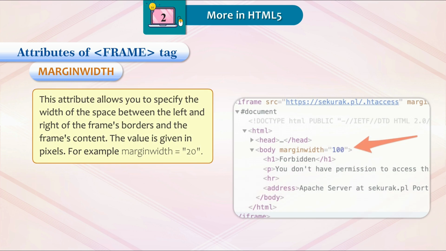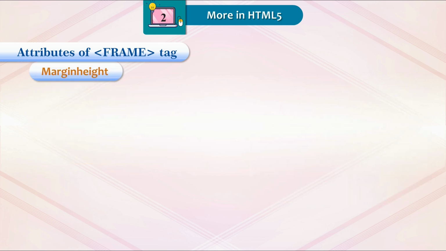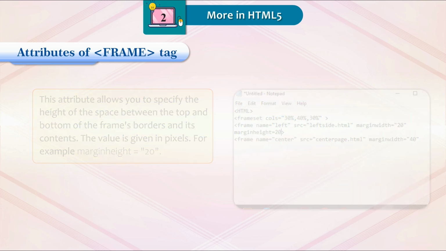Marginwidth. This attribute allows you to specify the width of the space between the left and right of the frame's borders and the frame's content. The value is given in pixels. For example, marginwidth 20. Marginheight. This attribute allows you to specify the height of the space between the top and bottom of the frame's borders and its contents. The value is given in pixels. For example, marginheight 20.